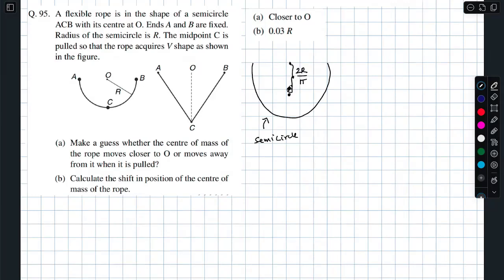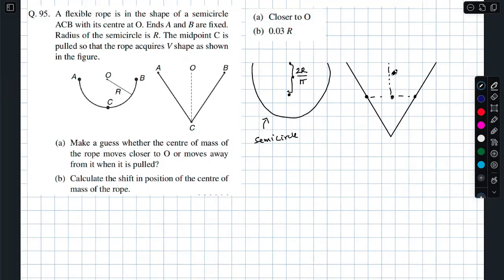2r/π. That is the location of center of mass. Now you stretched this into a V shape. Symmetric V shape, fortunately. So the center of mass of this lies here, and the center of mass lies here, and the center of mass lies exactly at the center. Right.